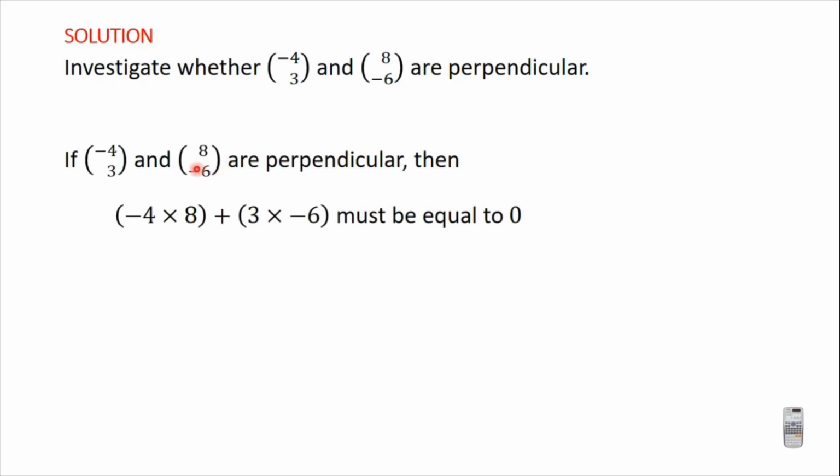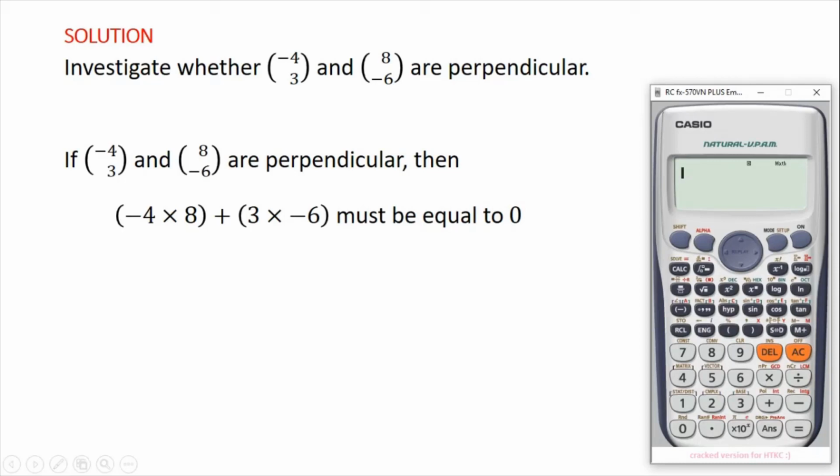We said that if these two vectors are perpendicular, then minus 4 times 8 plus 3 times minus 6 must be equal to 0. So what you do is that you find minus 4 times 8 plus 3 times minus 6. If it's 0, then it means that these two vectors are perpendicular. So we are going to do that on our calculator. So minus 4 times 8, then plus 3 times minus 6.